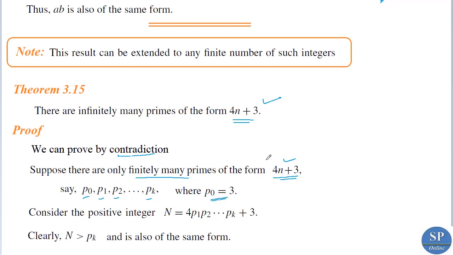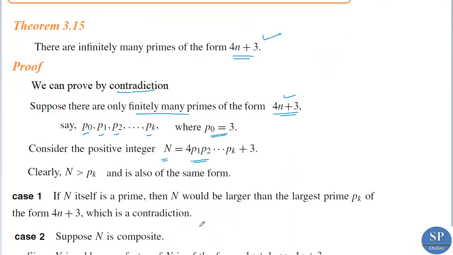Now consider the positive integer n equal to 4 times P1, P2, etc., Pk, plus 3. That is the product of these primes and 4, then plus 3. So that is n. Clearly n is greater than Pk. Also n is of the form 4n plus 3, because the product of the Pi's will be an integer.